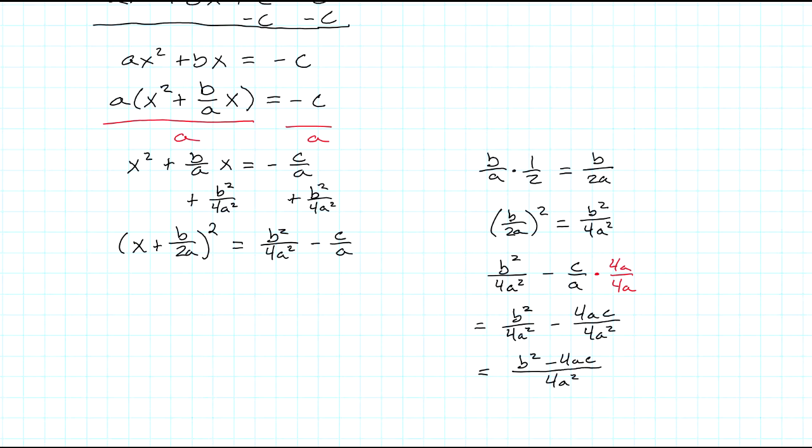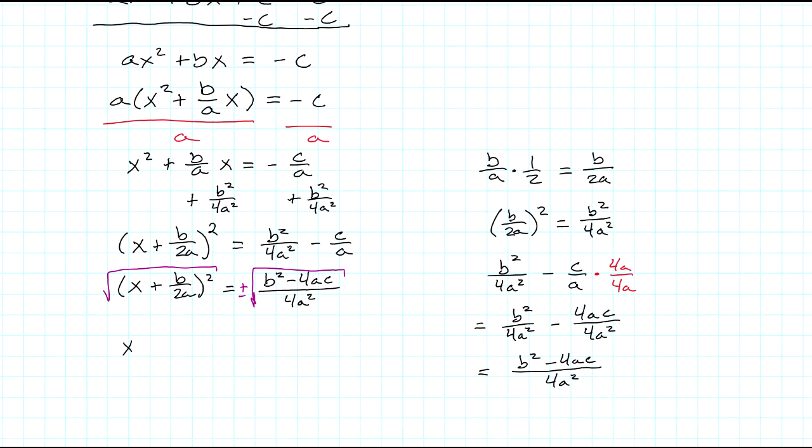So going back to our equation, I'll plug that in. So I've got x plus b over 2a, quantity squared, equals, on the right side now we're replacing the b squared over 4a squared minus c over a with b squared minus 4ac all over 4a squared. And now we'll go ahead and take the square root of both sides. Making sure to use a plus or minus when we do so.